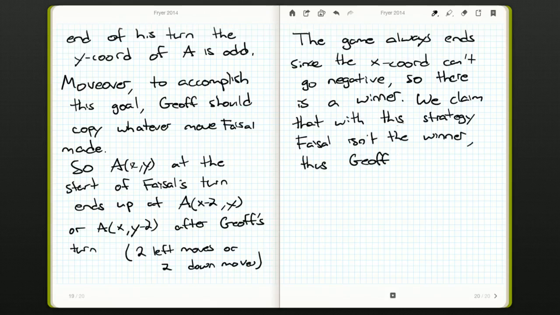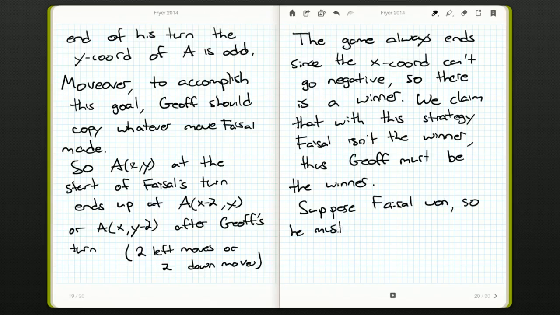So if we can just show, since the game ends, that Faisal isn't ever the winner with this strategy, if Jeff plays like this, then Jeff must be the winner. So we're going to use a little proof by contradiction. We're going to assume Faisal won. We're going to show that this is utter nonsense, and that must mean that we have a contradiction, and then it follows that Faisal is never the winner, and so Jeff must have won.